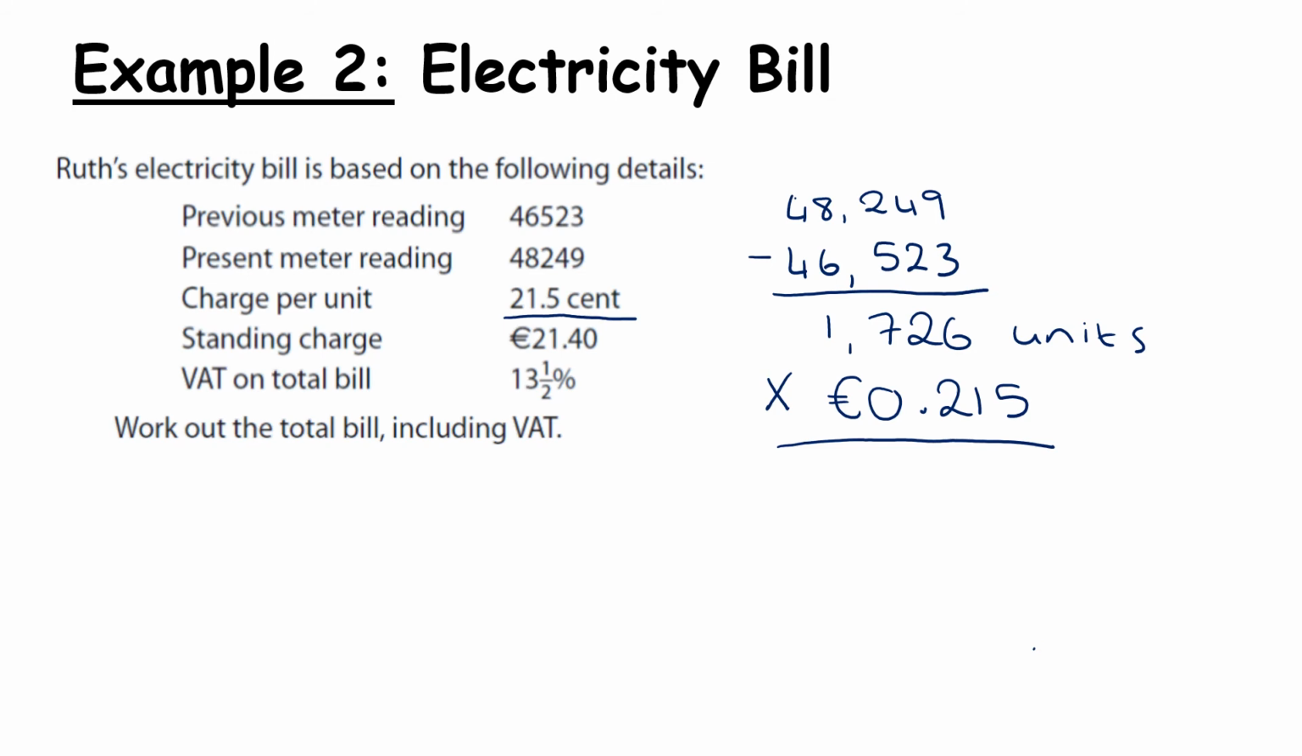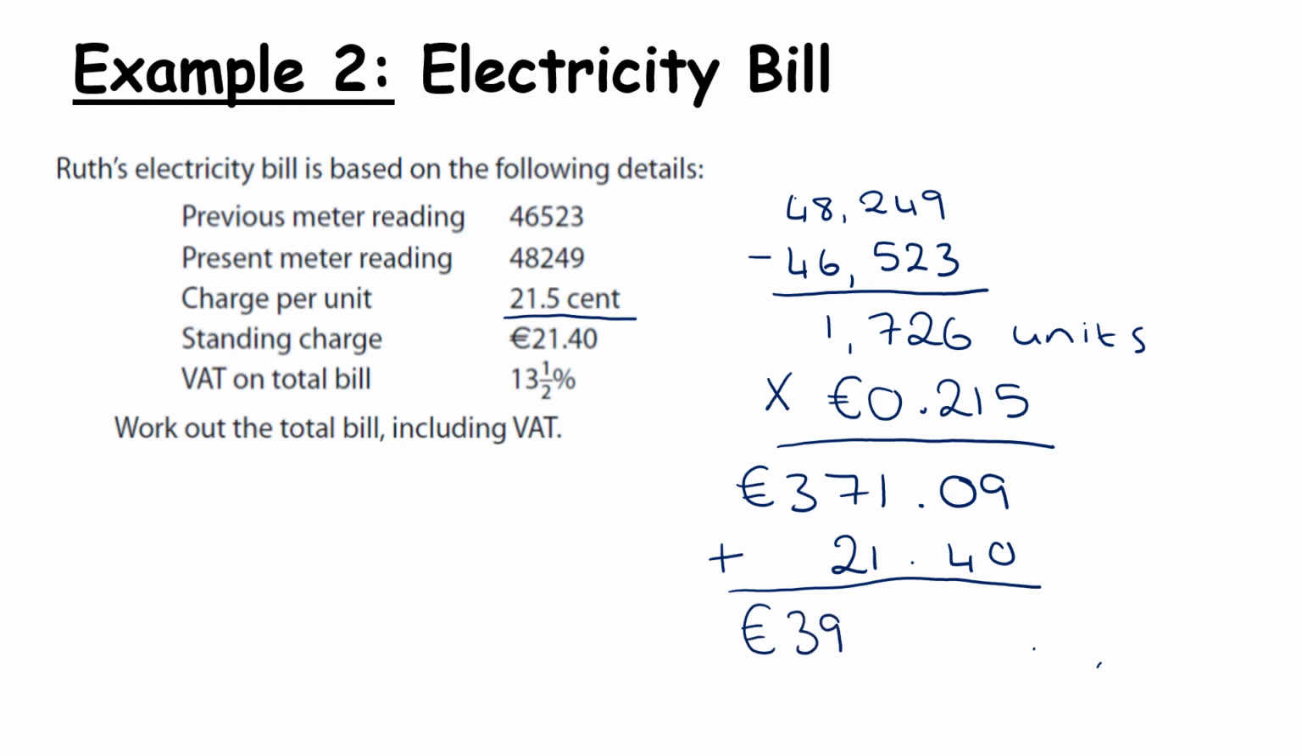So when we do this, we get 371.09. So we actually work out at getting something with 2 decimal places, which means correct to the nearest cent. We don't need to do any rounding. So when we do that multiplication, that's what we get. Now, there's also a standing charge of 21.40, which we need to add on. Remember that standing charge means you pay it even if you don't use any electricity. The subtotal for the bill is 392.49. That doesn't include VAT.